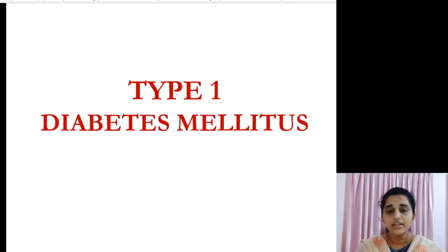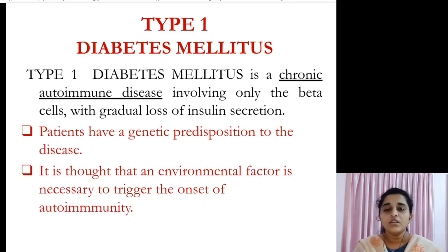That is the previous slide we have already seen. Type 1 diabetes mellitus is also known as typical insulin dependent diabetes mellitus, as well as ketosis prone diabetes mellitus. So we'll see the definition. It is a chronic autoimmune disease involving only the beta cells with gradual loss of insulin secretion. From the definition itself, we can understand what happens in type 1 diabetes mellitus.